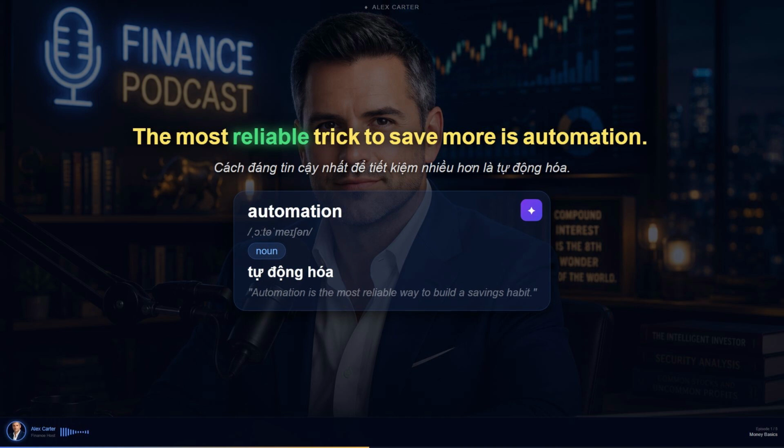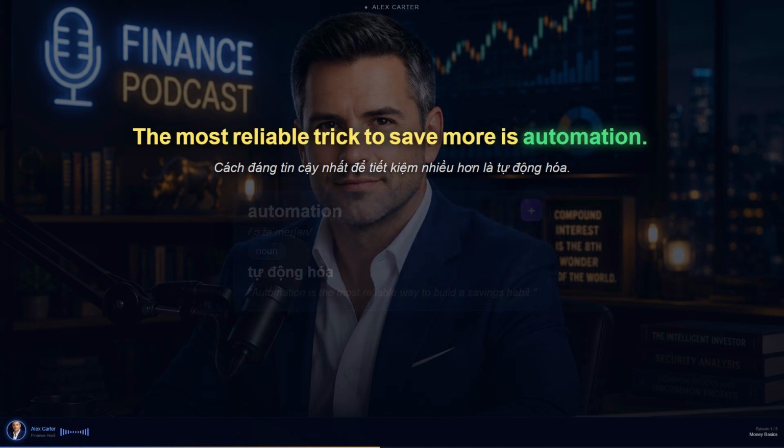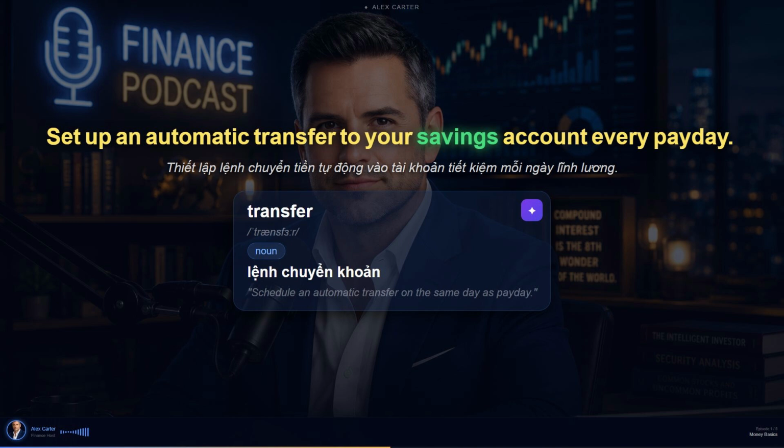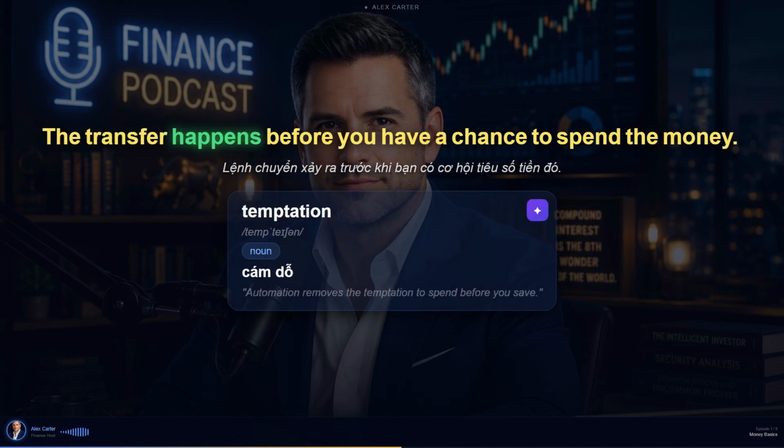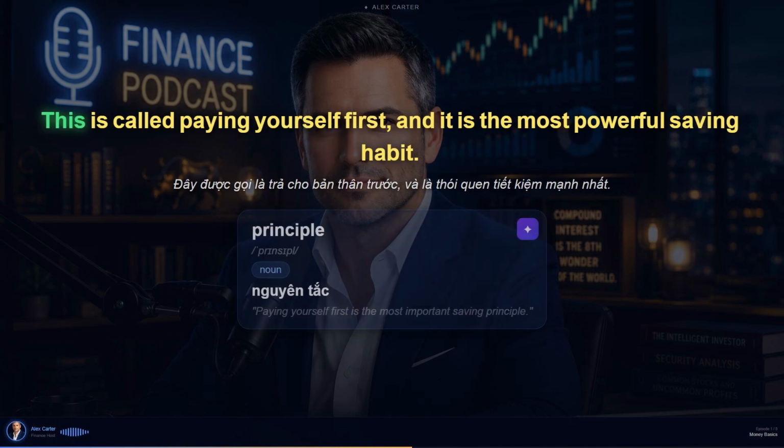The most reliable trick to save more is automation. Set up an automatic transfer to your savings account every payday. The transfer happens before you have a chance to spend the money. This is called paying yourself first, and it is the most powerful saving habit.